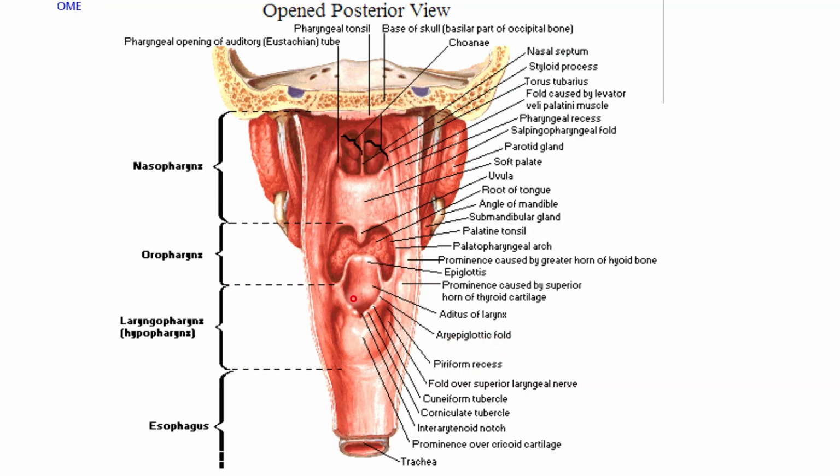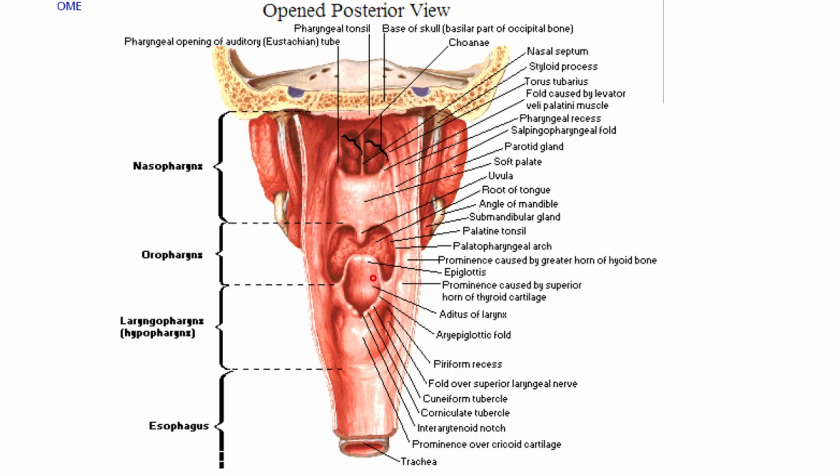So the inlet is bounded on either side by the aryepiglottic fold of the mucous membrane, which extends from the epiglottis to the arytenoid cartilage. Anteriorly, it is limited by the upper half of the epiglottis, and posteriorly, it is bounded by the interarytenoid fold of the mucous membrane. So this is about the inlet of the larynx. The inlet is lined by non-keratinized stratified squamous epithelium. The inlet allows the opening of the cavity deep to the larynx.